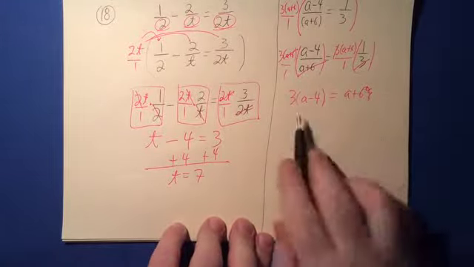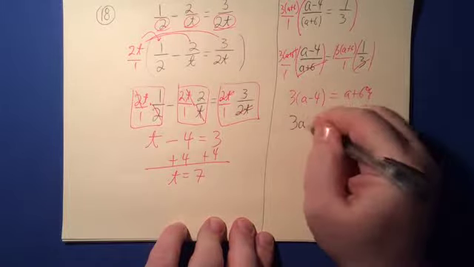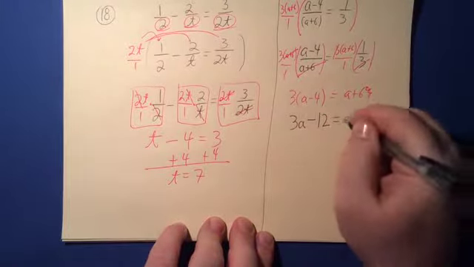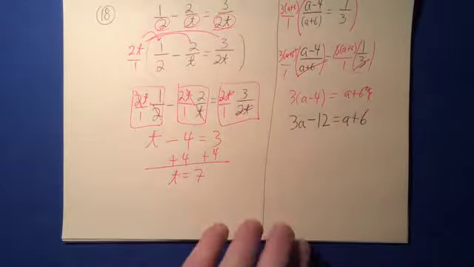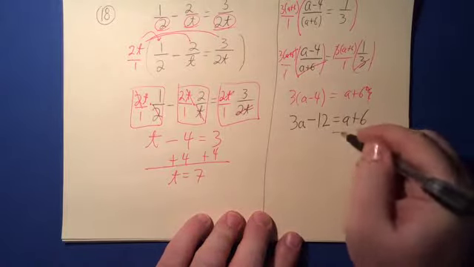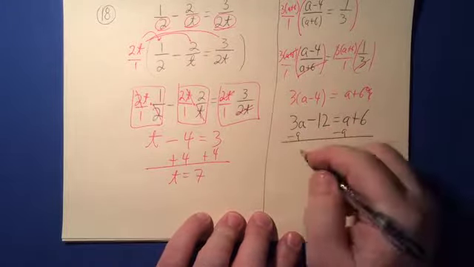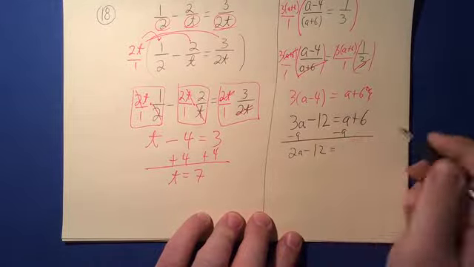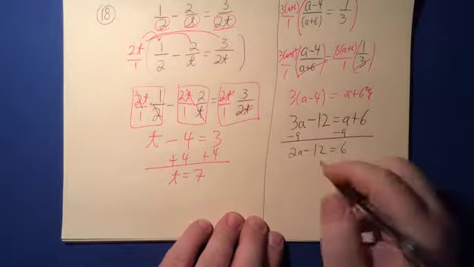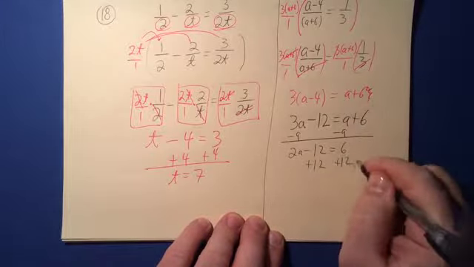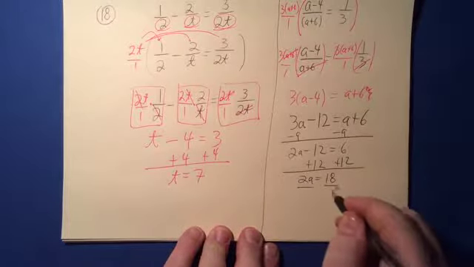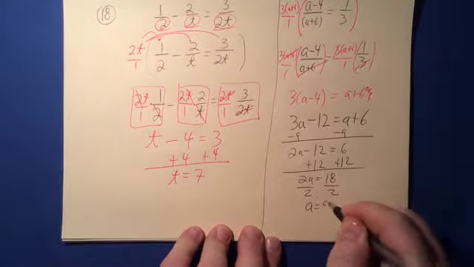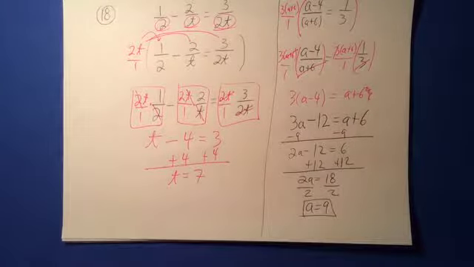If I distribute the 3 now, that's going to give me 3a minus 12 equals a plus 6. And now I have an equation that's going to take a couple steps to simplify. If I subtract a from both sides, that's going to be 2a minus 12 equals 6. If I add 12 to both sides, that'll give me 2a is equal to 18. And then if I divide by 2, a is equal to 9, and I now have this equation solved.